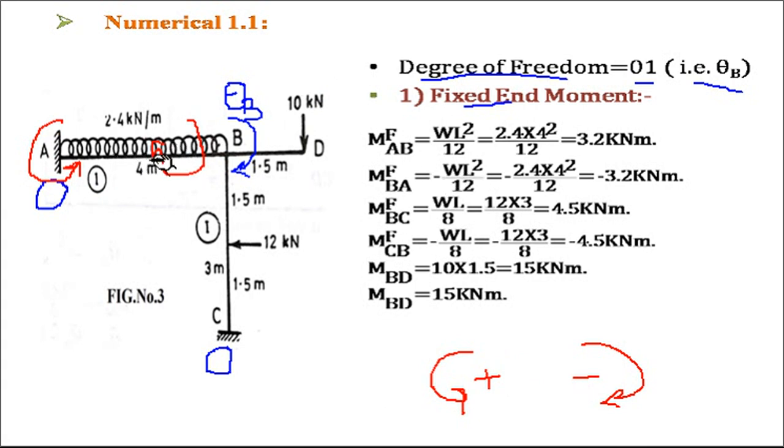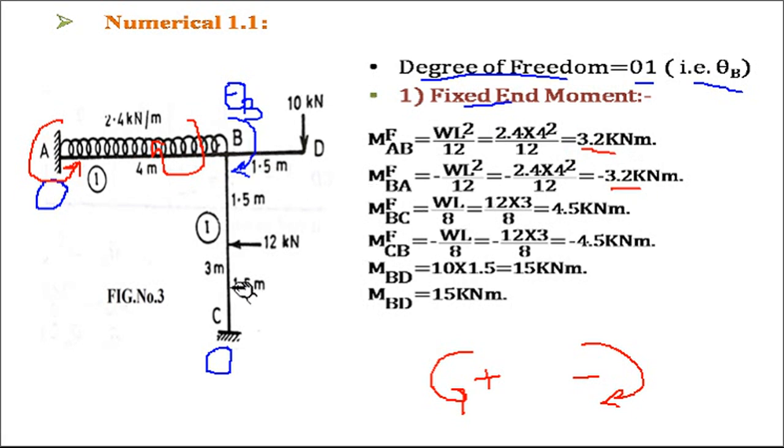The formula for fixed moment for the member subjected to UDL is WL square by 12. By putting the value of W and the length, W is 2.4 and length is 4, we get the value of fixed moment. For member AB it is 3.2 and for member BA it is minus 3.2.